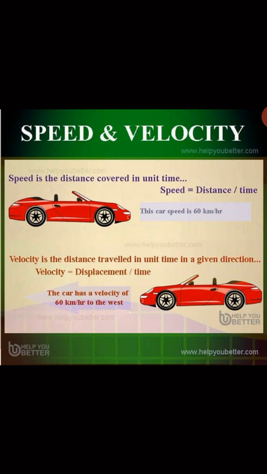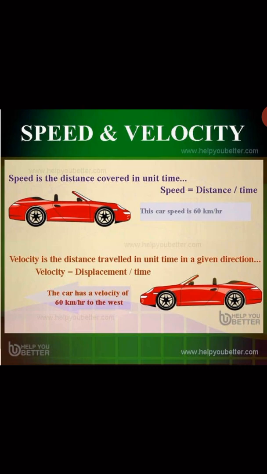Let's see it with examples now. In front of the car, the examples are written. So if I say the car is moving at a speed of 60 km per hour, then yes, the speed of the car is given, because here only the speed is mentioned at kilometer per hour. But the same example with the direction, if it is given, then it becomes the example of velocity.